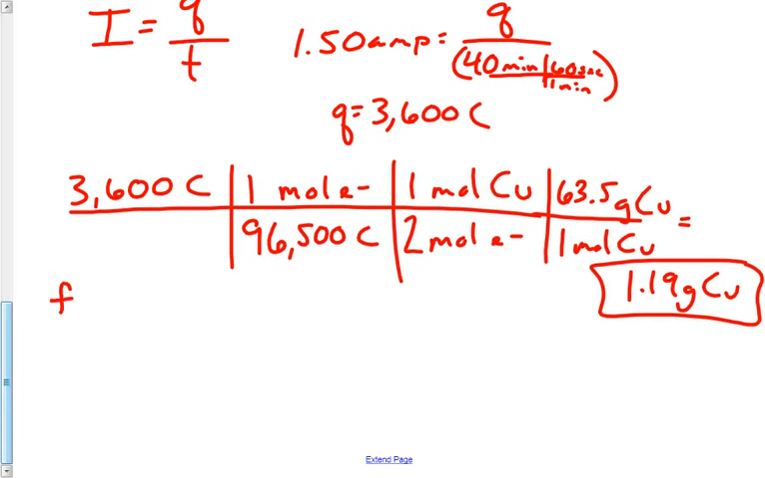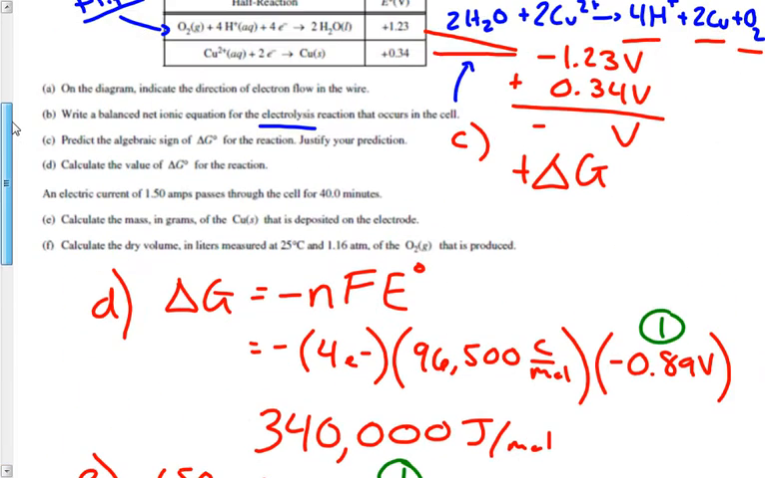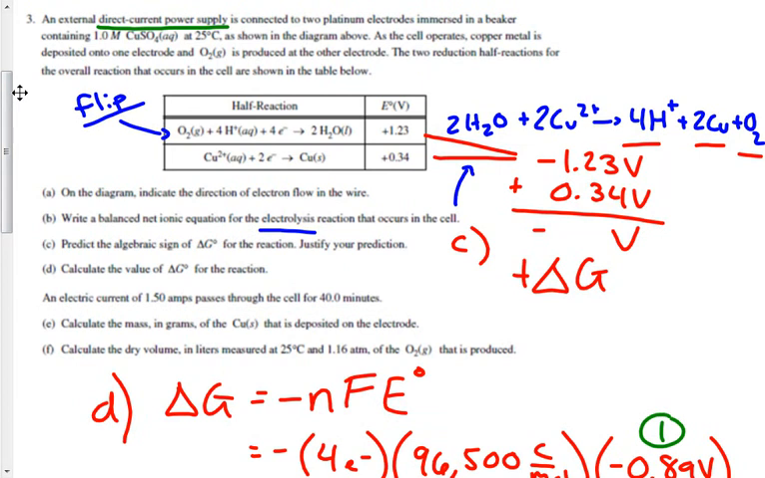Finally, F. So you're on this test, and that problem just, let's say, hurt you. You didn't do well. It doesn't mean you can't fix it. And the next one might be totally unrelated. Calculate the dry volume, so you don't have to worry about all the solution. So it's a gas. In liters, measured at 25 degrees and 1.16 atm, of the oxygen that is produced. It's the ideal gas law. Here's the problem: it's of oxygen. We haven't talked about oxygen yet. So if you're looking at your equation, way back here, we know copper, you have to find oxygen.